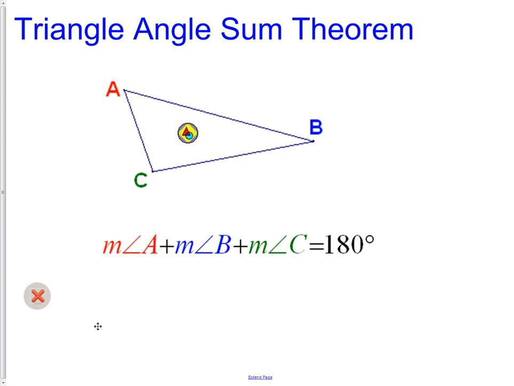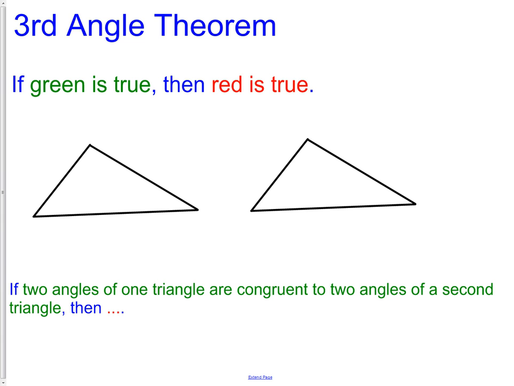So we have a little equation here that says if I add up angle A plus angle B plus angle C, I will always equal 180 degrees. The third angle theorem talks about the interior angles of a triangle and what must be true, and we know some information about them. We have this statement on the screen that says, if the green is true, then the red is true.